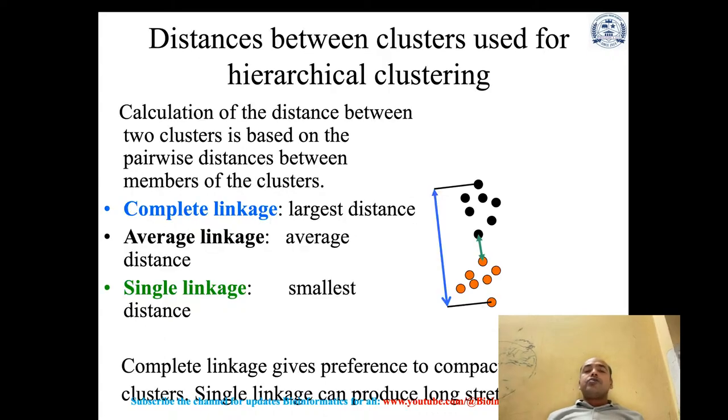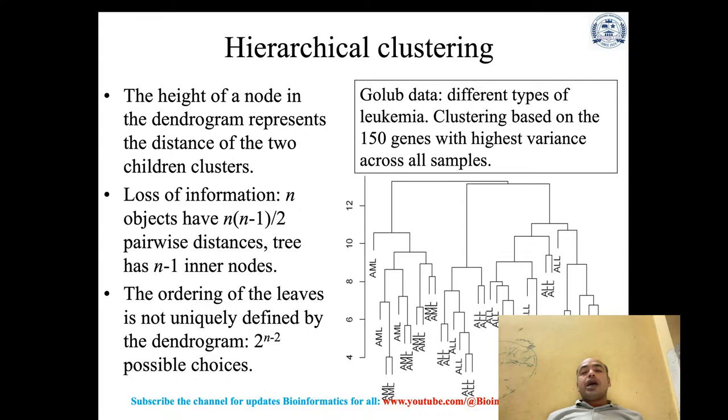So the calculation of the distance between two clusters is based on the pairwise distance between members of the clusters. Complete linkage is the largest distance. Now, average linkage is the average distance and single linkage is the smallest distance. So you need to think about how complete linkage gives preference to compact or spherical clusters. Now, in hierarchical clustering, the height of a node in the dendrogram represents the distance of the two children clusters.